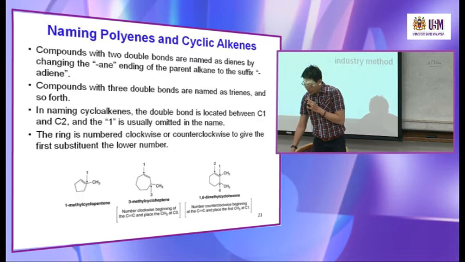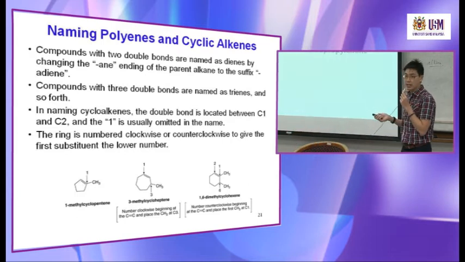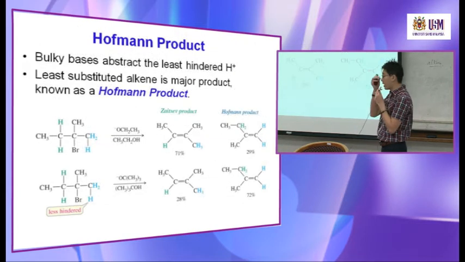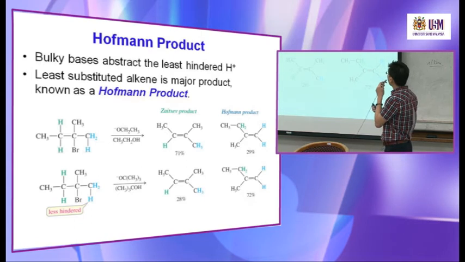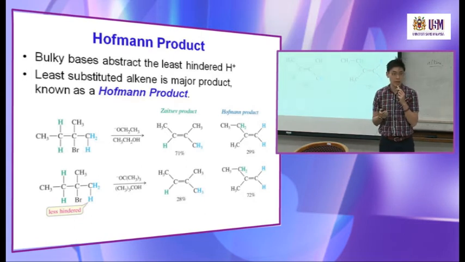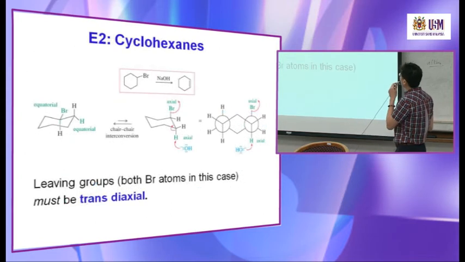Where we stopped last time? Here. This is where we stopped. The mechanism, the HX with E2. Okay? Not going to repeat this. And we have also already studied using bulky bases. You will attack on the less substituted side. You will get the Hofmann product. Okay, this is where we stopped last Monday. So let's continue.